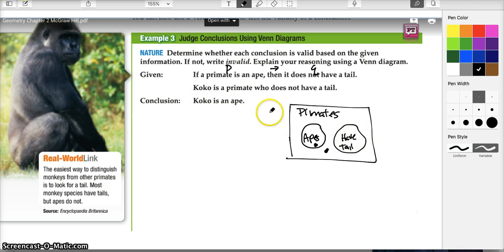So is the conclusion that Coco is an ape directly relatable to what we've said here? The answer is no. This is an invalid conclusion, because Coco could indeed belong to the apes, or she could just be a primate that doesn't have a tail but is not an ape.